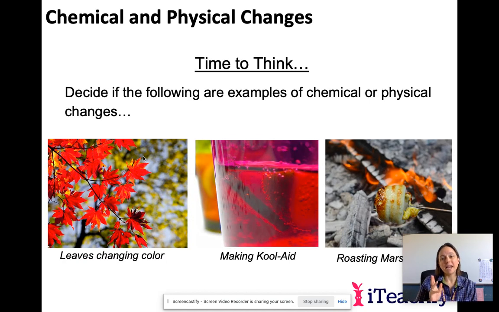So go ahead and take a minute and think about what these three things are. Are these a chemical change or a physical change? If you have any questions about the differences between chemical and physical changes, make sure you're reaching out to me.